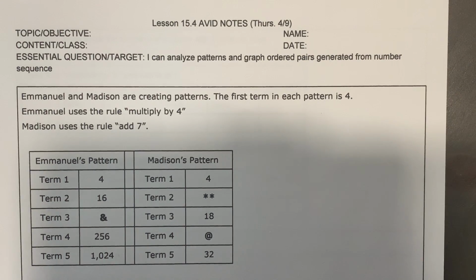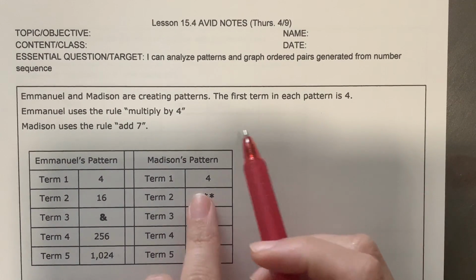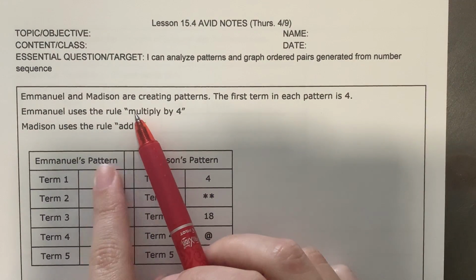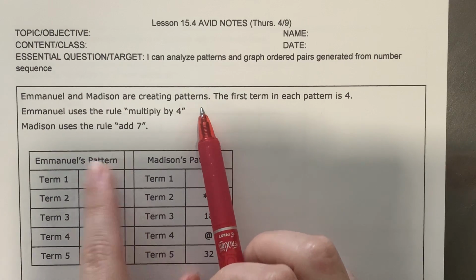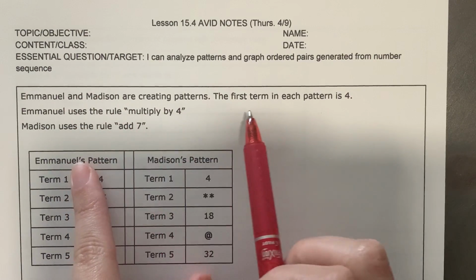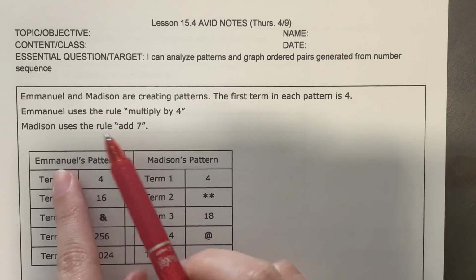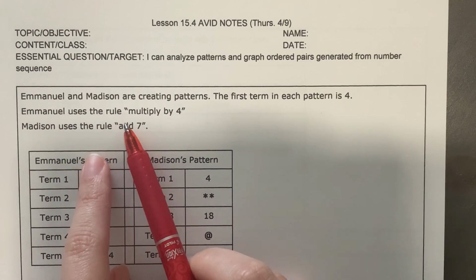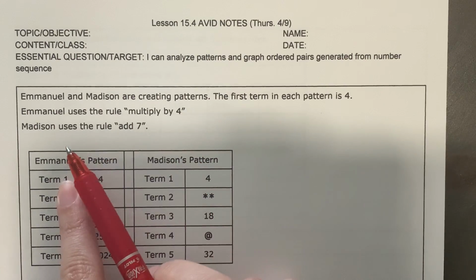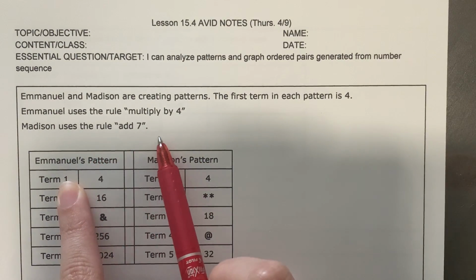Okay, this is lesson 15-4. You're gonna analyze more patterns. It says, Emmanuel and Madison are creating patterns. Hi, Emmanuel. Hi, Madison. The first term in each pattern is 4. Emmanuel uses the rule multiply by 4. Madison uses the rule add 7.